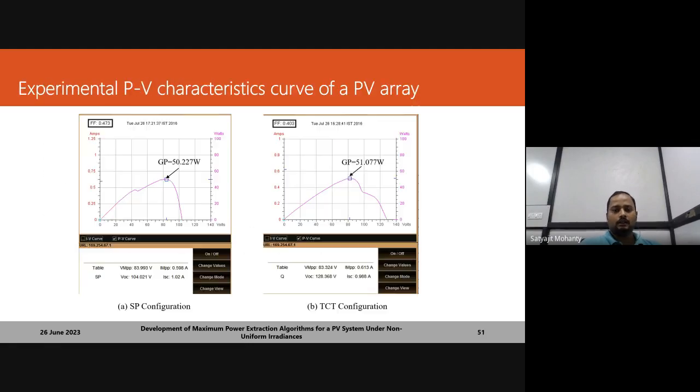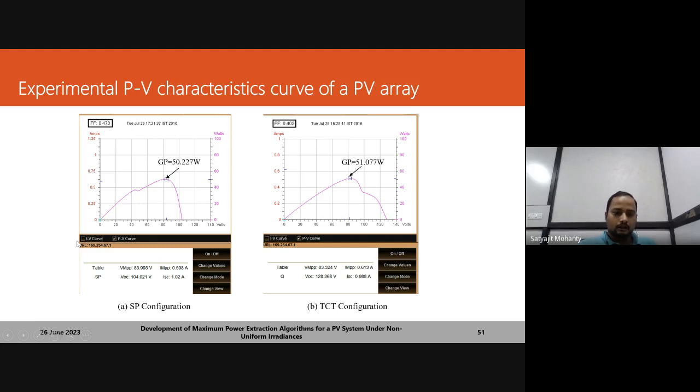So you see this first. Here the global peak I obtained is 50.227 in the case of the series parallel configuration. It gives a very clear-cut idea if you use this system for photovoltaics. VMPP is 83.993, IMPP is 0.59. If you multiply VMPP and IMPP, it comes around the power. This is connected to the MPPT, so our focus will be on this 50.227 watt, and the fill factor is 0.473.